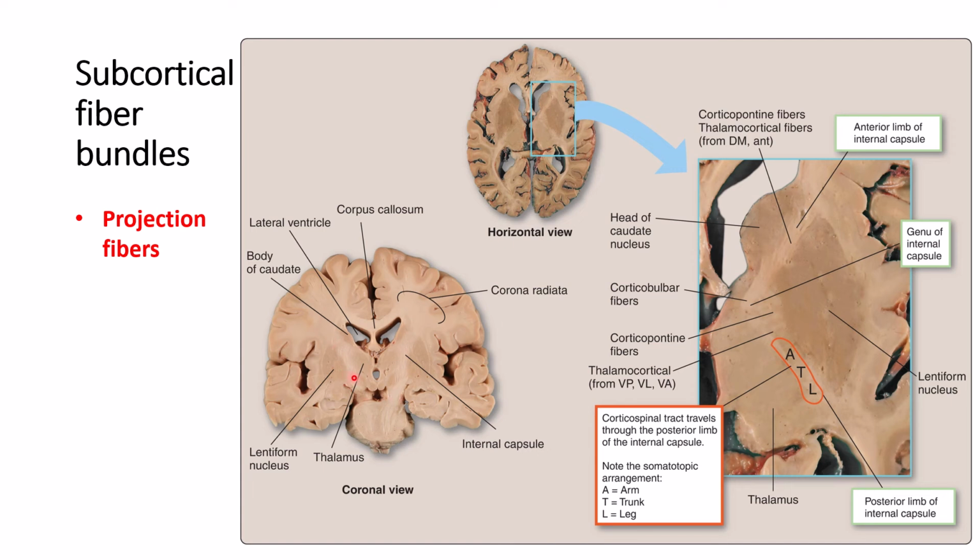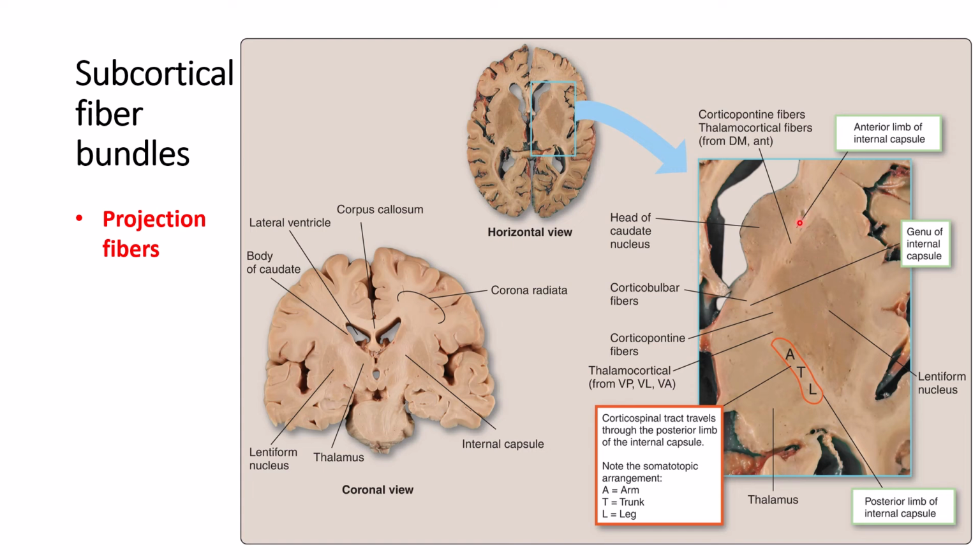If you look a little bit closer, then you can see something like this. So this is the internal capsule. It has an anterior limb. The anterior limb is located between the caudate nucleus and the lentiform nucleus. It has a genu, and it has a posterior limb. The posterior limb is located between the thalamus and the lentiform nucleus.